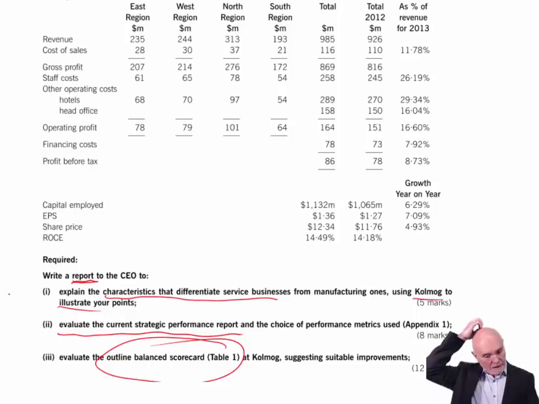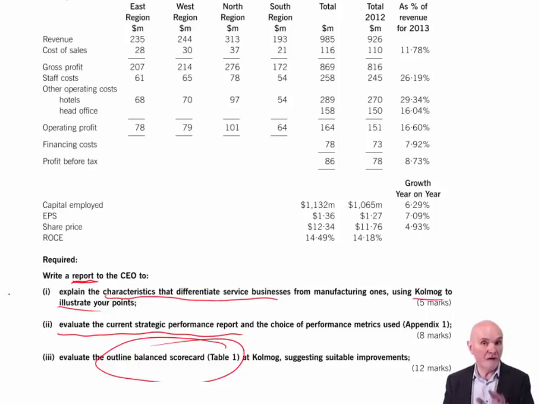Okay, well, let's think about part 1 here. Characteristics that differentiate service businesses from manufacturing ones, using Colmog to illustrate your points. Now, what I want you to do is to write down as many of these characteristics that differentiate as you can.